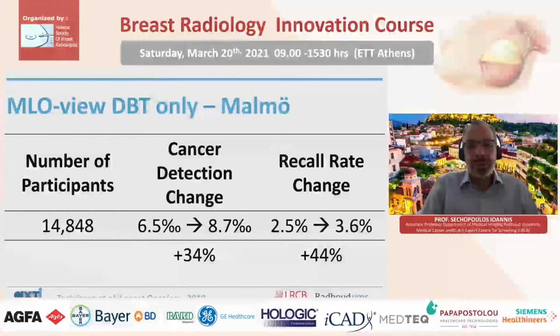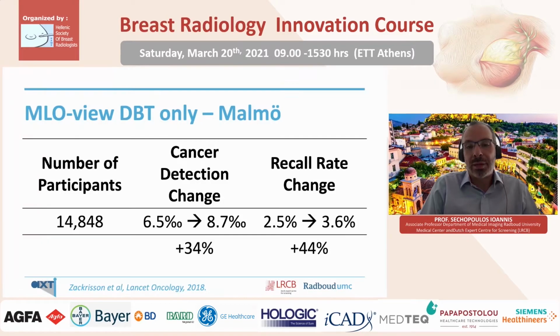In Malmo in Sweden, there was this large prospective screening trial with 15,000 women, in which they did acquire and read only the MLO view tomo image, and they still had a considerable increase in the cancer detection rate by about 34%. The recall rate did go up, but the baseline mammography recall rate was only 2.5%, one of the lowest in Europe. So it is normal that it also went up by 44% once you are finding more cancers.